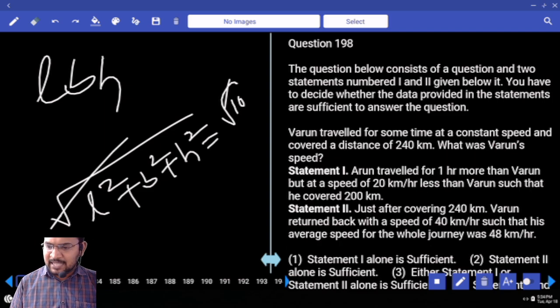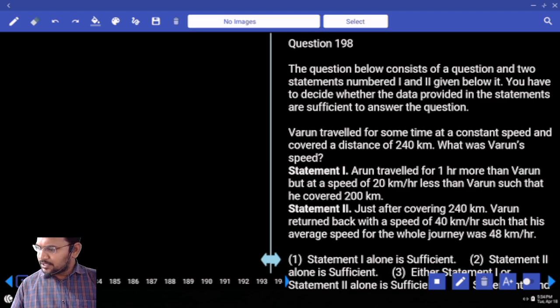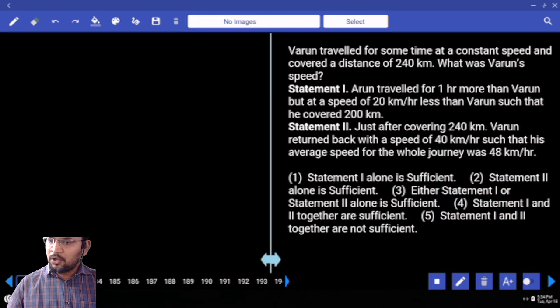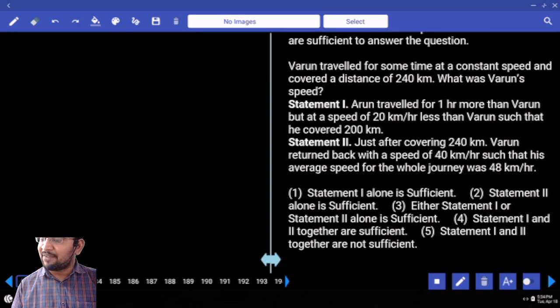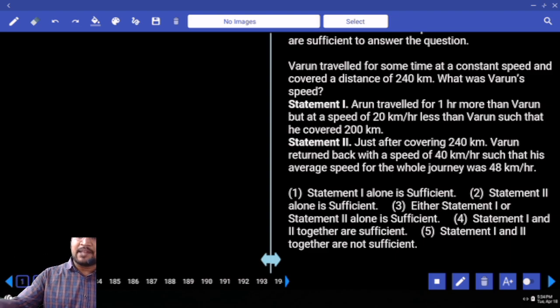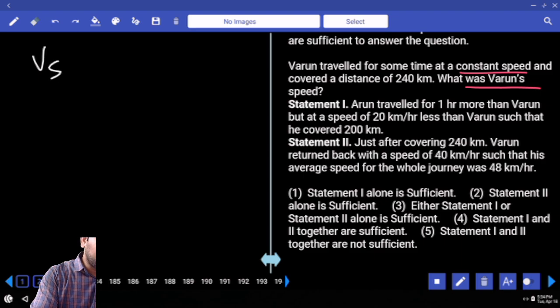If you know the basic concept, data sufficiency is very easy for you. Now see the next question. Varun traveled some time at a constant speed and covered a distance of 240 kilometers. Constant speed is very, very important. To cover 240 kilometers, what is Varun's speed? They are asking for Varun's speed. They traveled how much distance? 240. We know the distance in the given statement itself.